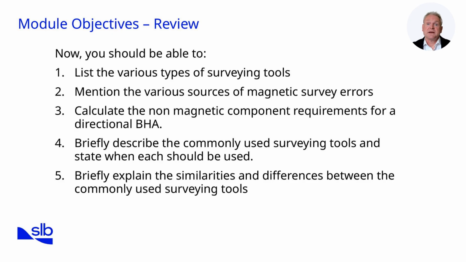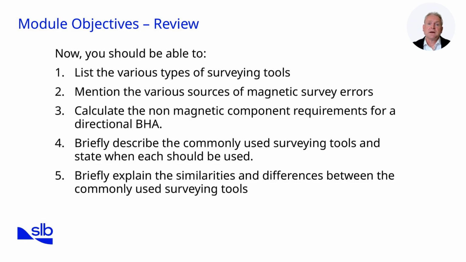As we conclude, let's revisit the objectives of the whole module. You should now be able to list the various types of surveying tools used in directional drilling, from inclination-only devices like Totco through magnetic multishots and EMS, up to modern MWD, gyro, and inertial navigation systems. You should also be able to identify the sources of magnetic survey errors, drill string interference, magnetic variance, and crustal field anomalies, and explain why drill string interference accounts for most of the inaccuracies.